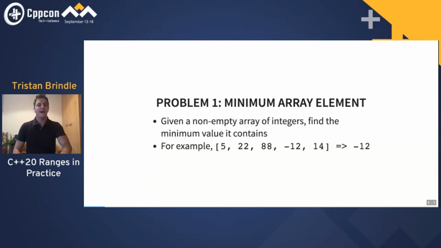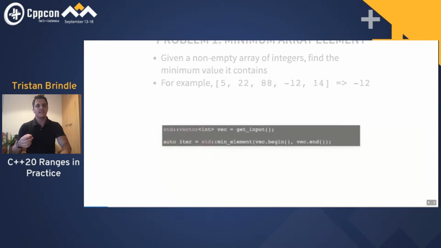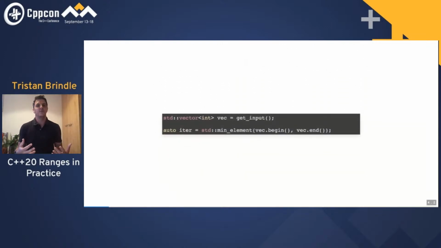There we go. Of course, you could do this with a for loop in a few lines, but the existing STL comes with a function that will calculate this for us, and it's called std::min_element. Here is how you might find the minimum element in C++17. We're getting our input vector, and then we're calling std::min_element with the beginning and end iterators from this vector.